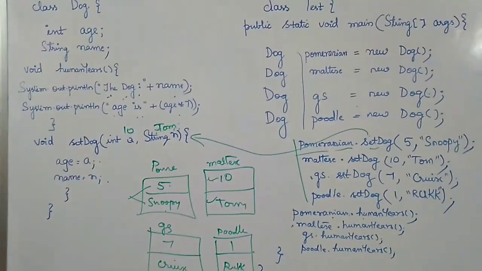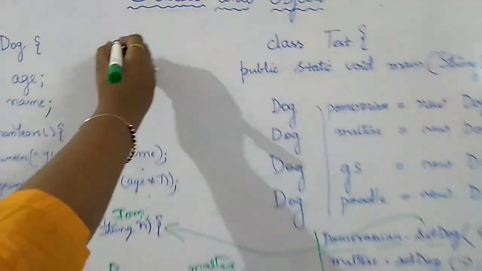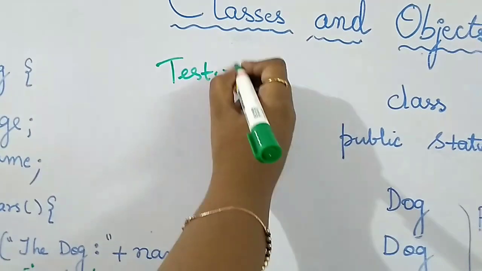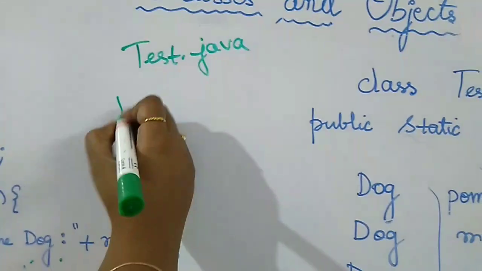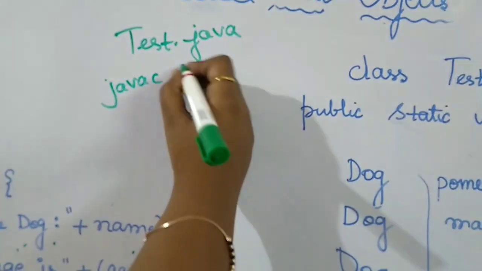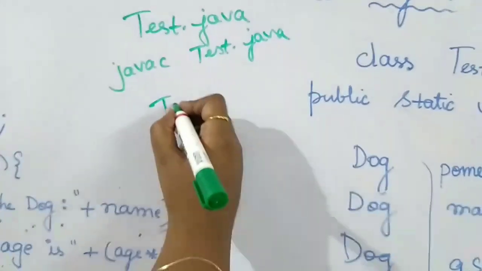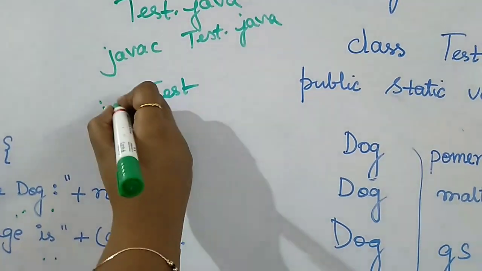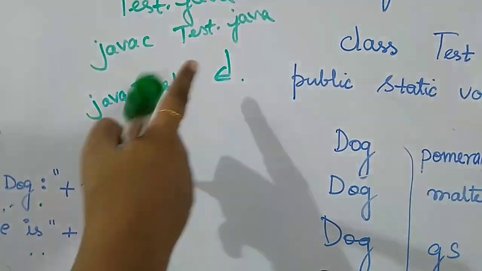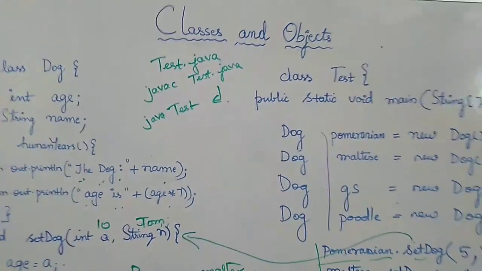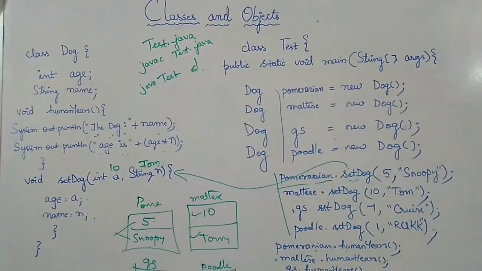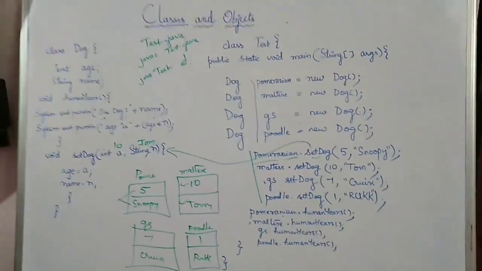After writing this program, if you want to check, name it as Test.java. Compile it as javac Test.java and then run it as java Test. Once you do that, this output will be printed on the screen. I hope everybody understood the concept of classes and objects, my friends.